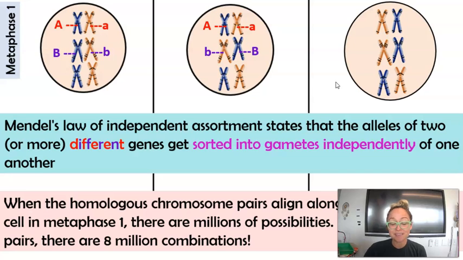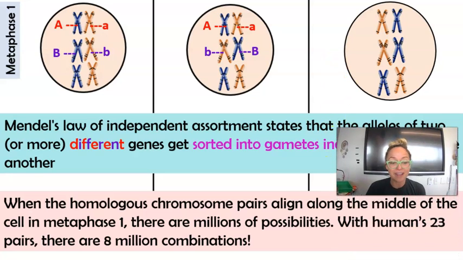And so all these different possibilities of how our chromosome pairs align creates, in humans, over 8 million different combinations. So that would create lots of variation in our offspring. If you want a more detailed explanation of independent assortment, check out my meiosis video. But yeah, independent assortment is going to create lots of variation in the gametes and therefore offspring.